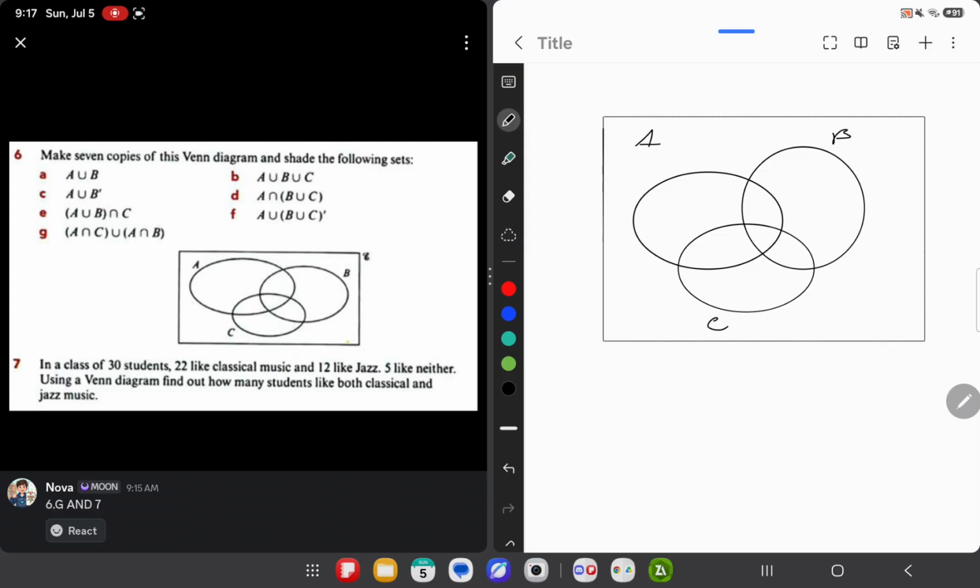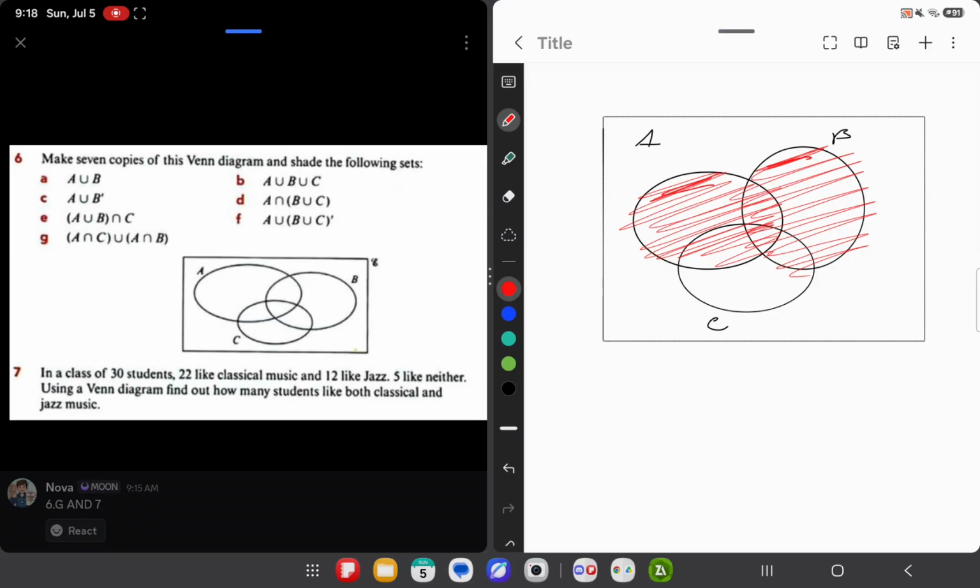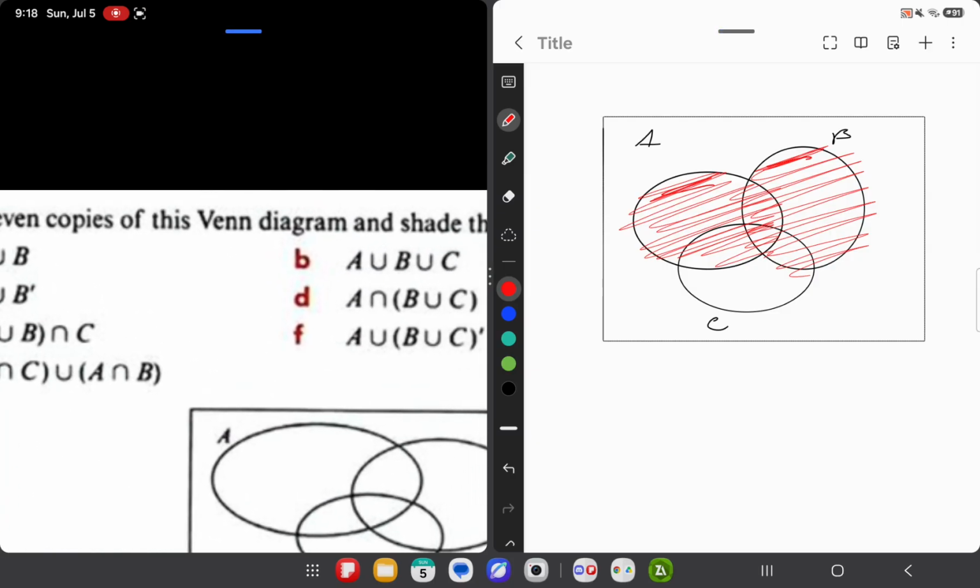They don't care. When you have the union, it means you add the sets together. So here we shade in the part A union B. It means A and B. A and B. Done. That's your answer. So you know how we add them. Now what does this intersection mean? We'll come to it in a second.